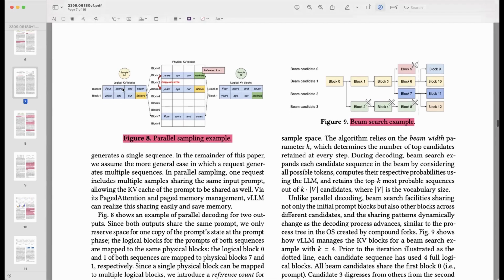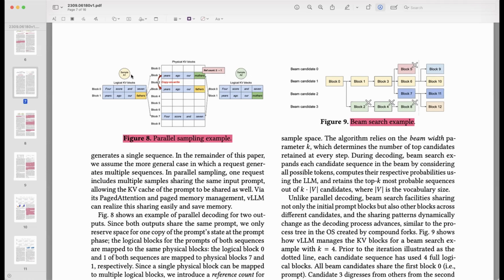So let's just go to the example. Basically, it says "four score." So this is your prompt, up to R. Initially, it will just have two blocks for the prompt, so block 7 and block 1 will be allocated for the prompt. You want to generate two samples, but the prompt for the two samples is the same, so you just allocate this once. But in the end, you're going to have two results, so you add a reference count to this, a reference count of 2, because you're going to have two sequences being produced out of it.